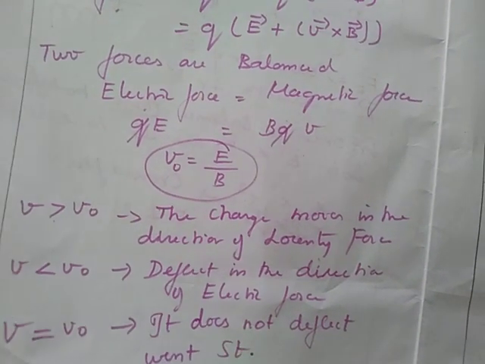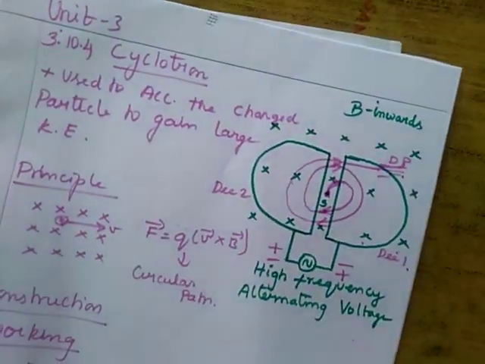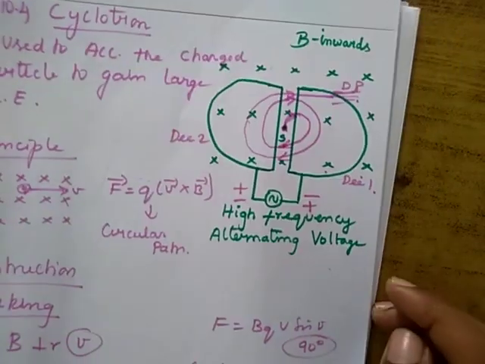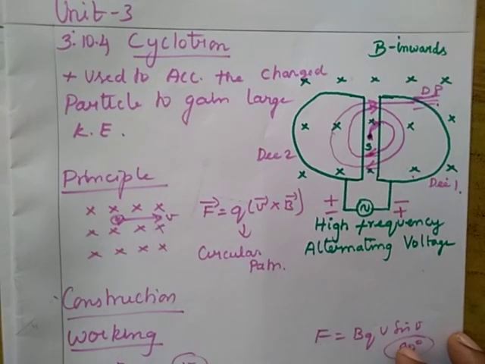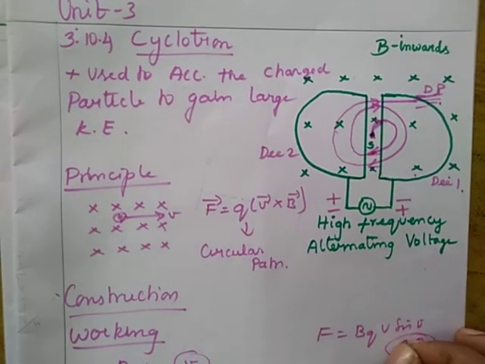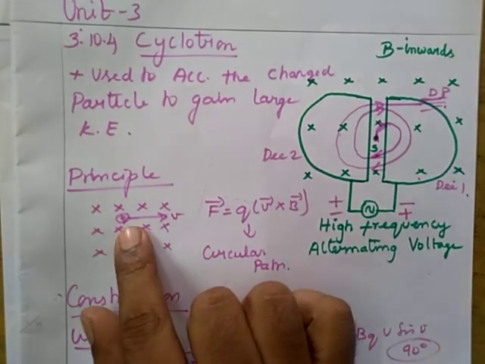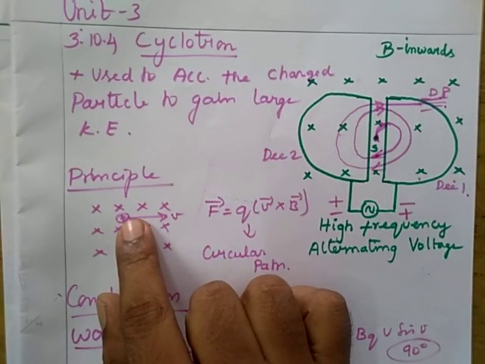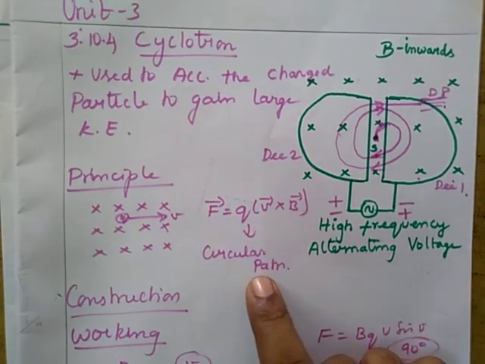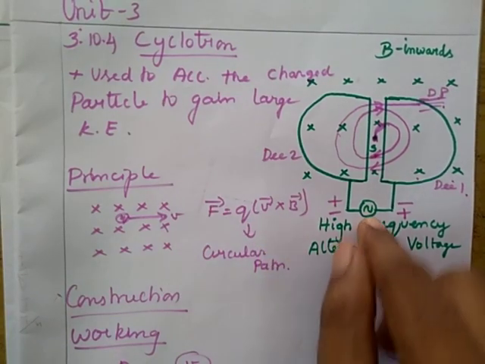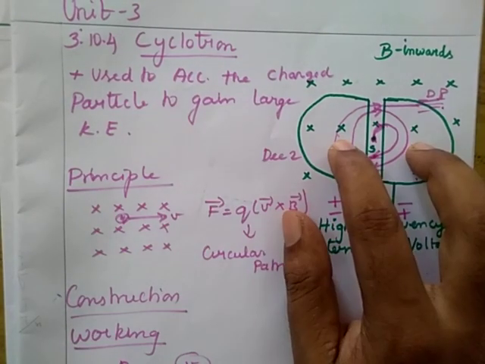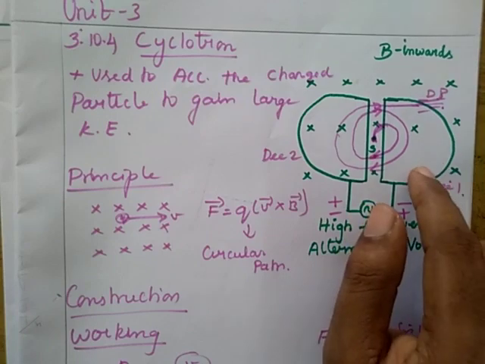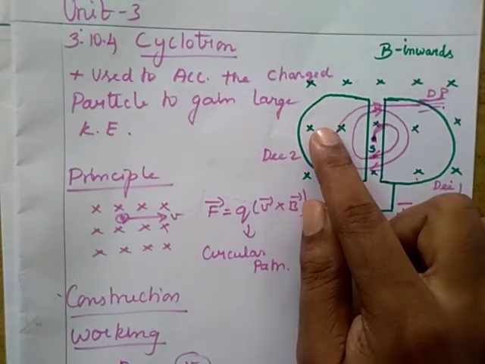Then our last topic is the cyclotron. We know the cyclotron is a charge accelerator, used to accelerate charged particles to high kinetic energy. It works on the principle that a charged particle moving normal to the field experiences a Lorentz force, due to which it moves in a circular path. It consists of 2 Ds separated by a small distance. These 2 Ds are placed in a highly evacuated chamber. The magnetic field is perpendicular to the plane of the Ds.